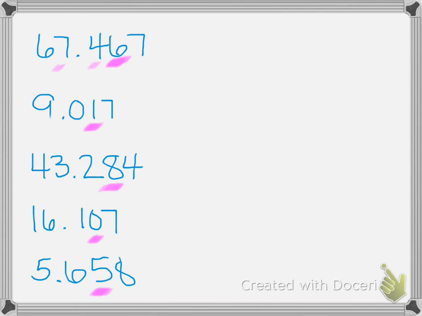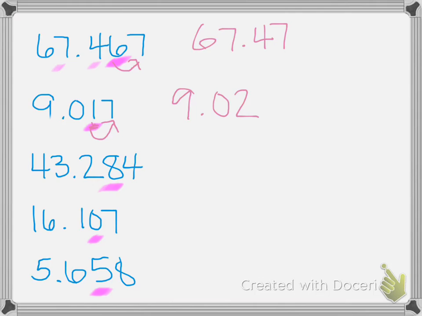So now we need to actually round. So since we're paying attention to the 6, we look to the right. Again, anything above 5, we round up. So we're going to round our 6 up to a 7. So our answer would be 67 and 47 hundredths. The next one is 9 and 17 thousandths. We're looking at the 1 since it's in the hundredths place. So we again have to look to the right. Since it's a 7, we again round up. So we're going to round our 1 up to a 2. So it would be 9 and 2 hundredths.